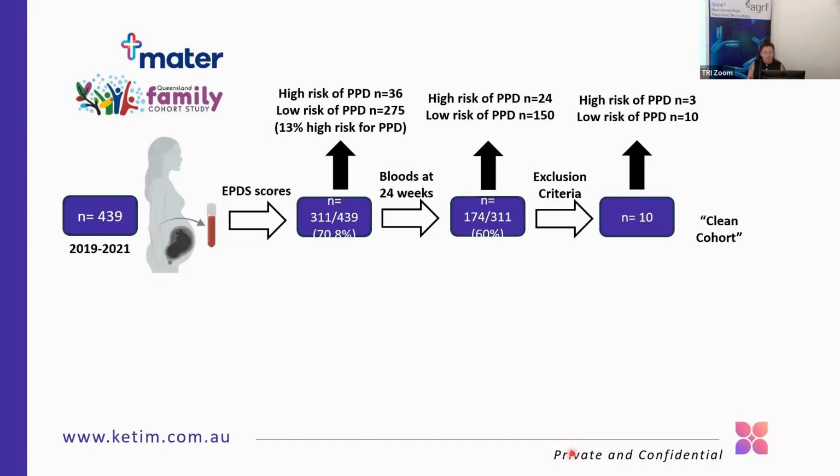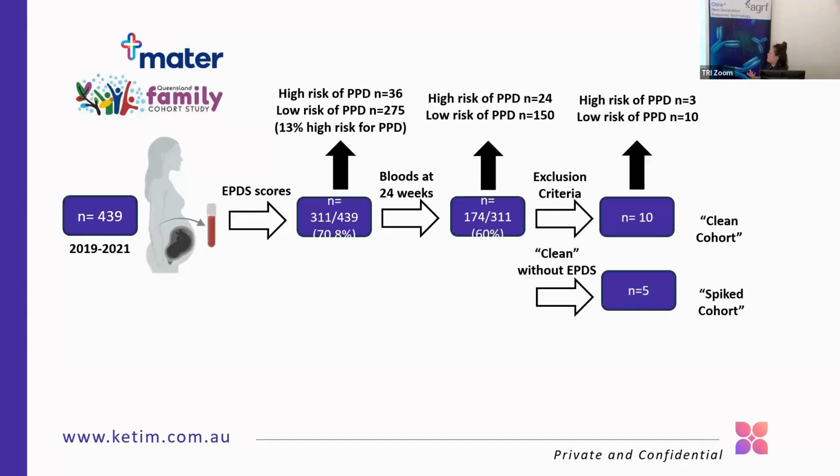And so from there, we had 3 women that had a high risk and 7 that had a low risk of PPD. And we called this the clean cohort. Then we also considered adding some moms who didn't have any EPDS score. In other words, they have their bloods, but for whatever reason, they could not do the EPDS at 6 weeks, whatever that reason may be.